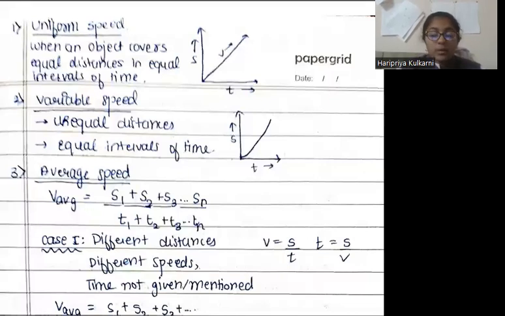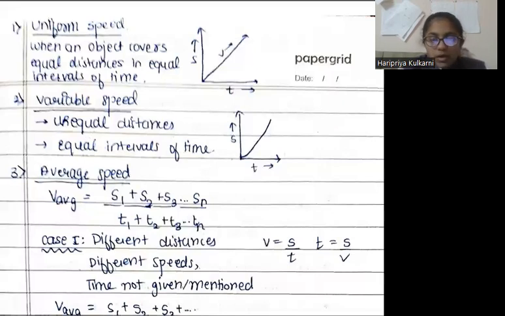But in the same 1 hour intervals, in the first hour you travel 1 kilometer, in the second hour you travel 2 kilometers. So these are unequal distances in equal intervals of time. This is referred to as variable speed. This graph is a bit of a curve. So coming to average speed.